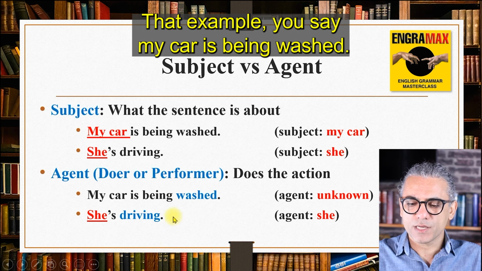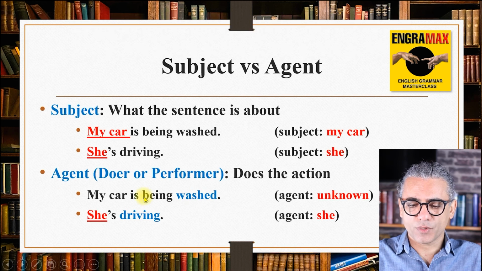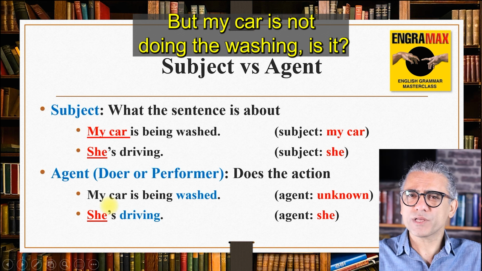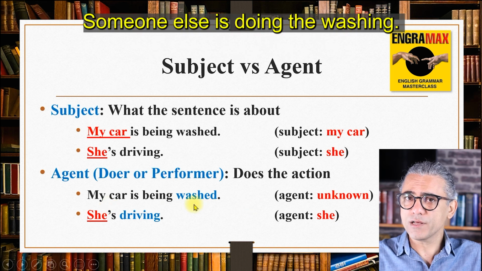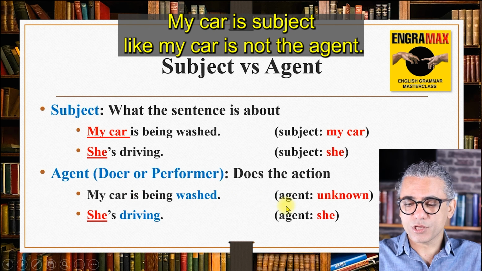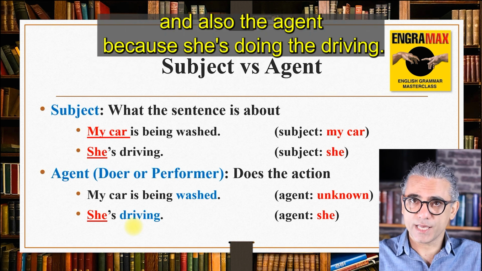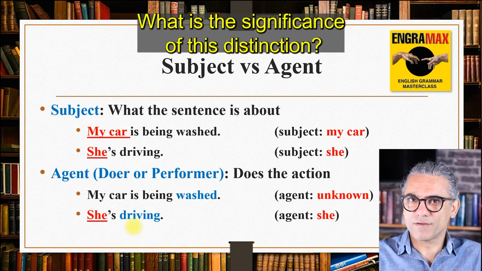Example, we say my car is being washed. Obviously, we have had this sentence before. My car is the subject in here. But my car is not doing the washing, is it? Someone else is doing the washing. So that's why we say my car is the subject, but my car is not the agent. The agent is unknown in this sentence. She is driving. She is the subject and also the agent, because she is doing the driving. And what is the significance of this distinction?